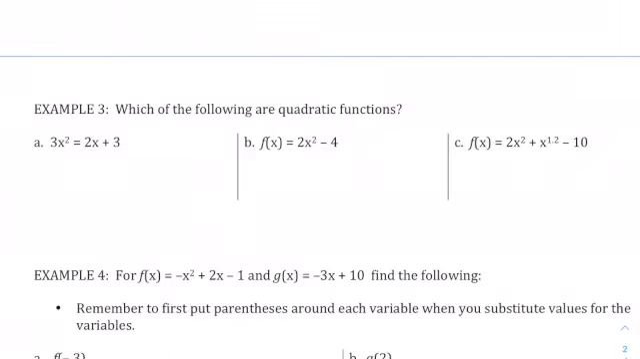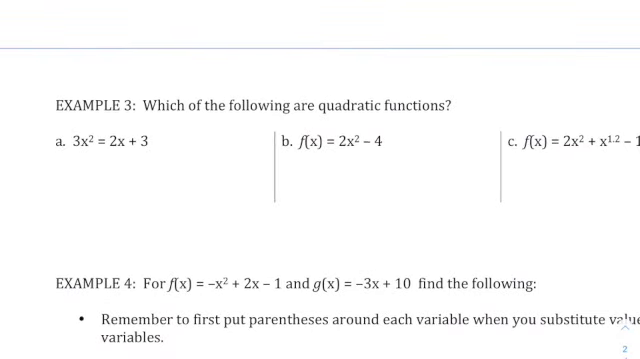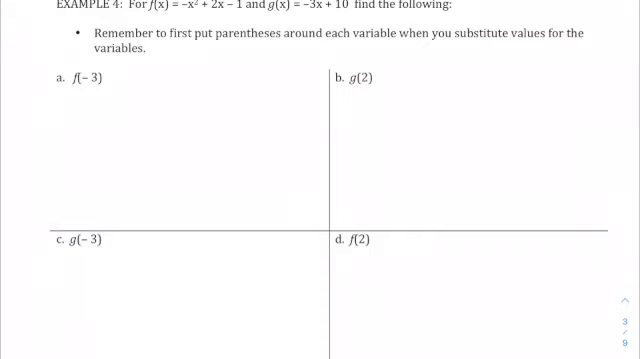Example number 3, we should be able to look at the equations and tell me which one is quadratic. In this case, all of them are quadratic. The reason for that is because they all have a square right here in the equation. So this is quadratic. Example number 4, for f of x equals negative x squared plus 2x minus 1 and g of x equals negative 3x plus 10. Find the following. Just remember, there's your hint.